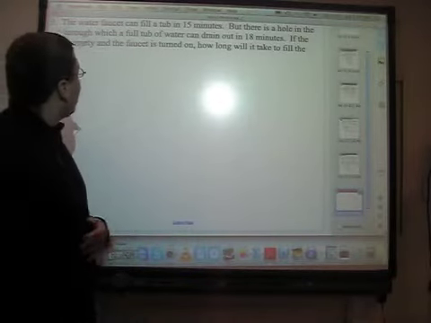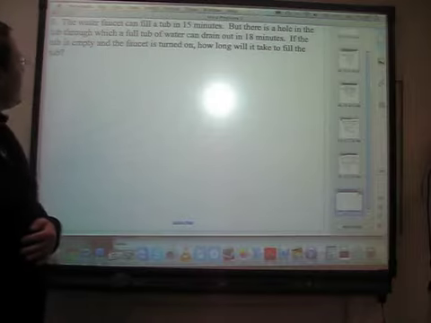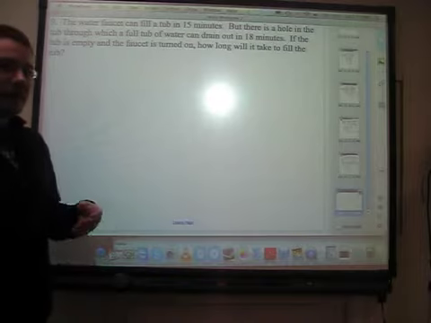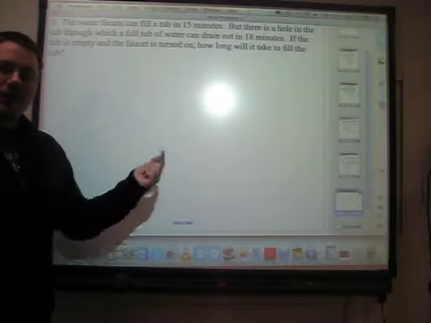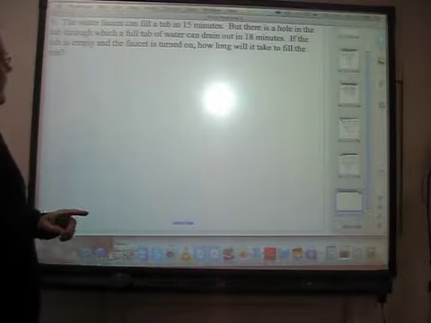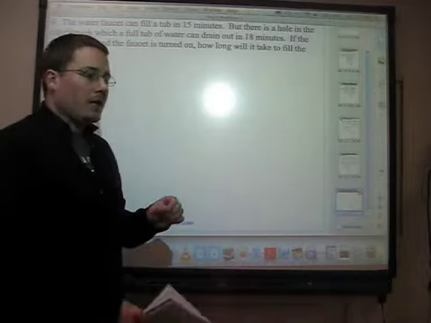Okay, so we have a water faucet that can fill a tub in 15 minutes. But there's a hole in the tub through which a full tub of water can drain out in 18 minutes. So it's clearly draining out slower than you can pour into it, but not by a whole lot. If the tub is empty and the faucet is turned on, how long will it take to fill the tub?